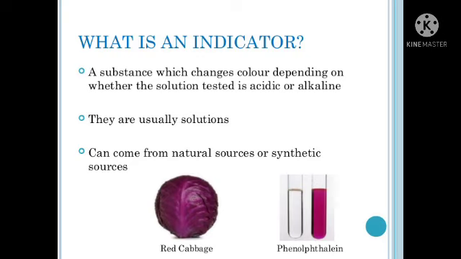How to find out whether it is an acid or a base? What is an indicator? A substance which changes color depending on whether the solution tested is acidic or alkaline, that means base. They are usually solutions and can come from natural sources or synthetic sources.